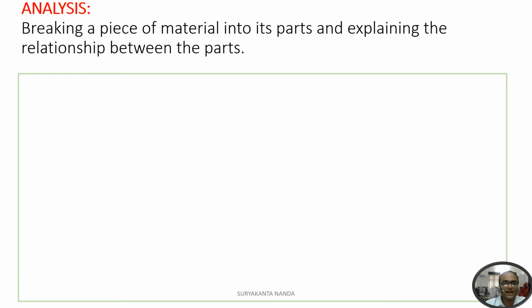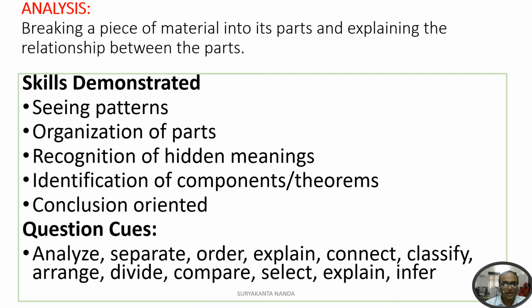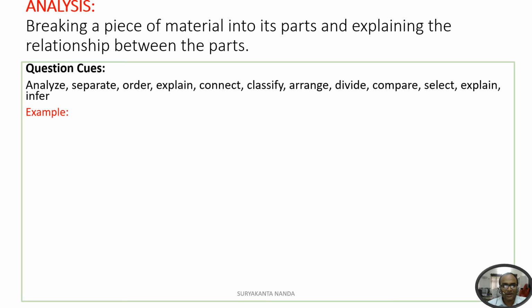Now the next level is analysis: breaking a piece of material into its parts and explaining the relationship between the parts. The skills to be demonstrated are seeing patterns, organization of parts, recognition of hidden meanings, identification of components, theorems, etc. Conclusion oriented. The keywords to be used are analyze, separate, order, explain, connect, classify, arrange, divide, compare, select, infer, etc. Now let us discuss some examples.